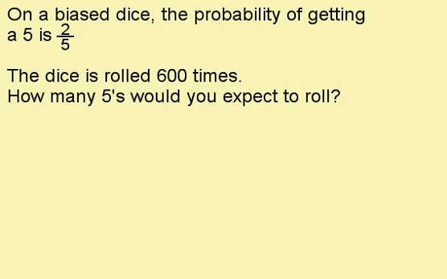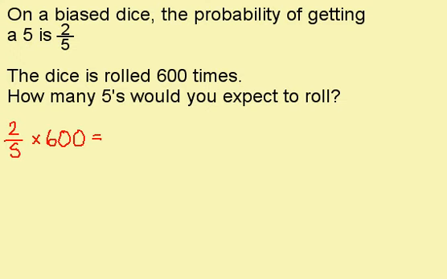This question is similar, but this time the probability has been given to us in the form of a fraction. If we roll the dice once, we would expect to get about 2/5 of a 5. But we're going to roll the dice 600 times. So we're going to expect about 2/5 of 600 to be 5s.